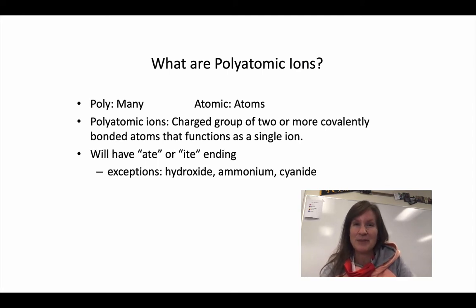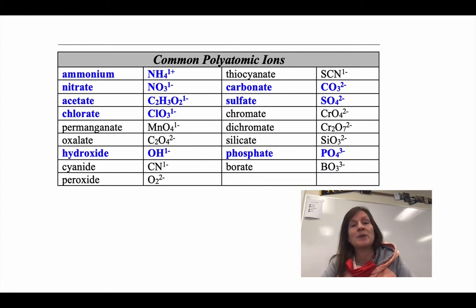Oftentimes in a name, you'll be able to tell that it's a polyatomic ion because polyatomic ions usually end in ate or ite, versus on the periodic table, where we end everything in ide. The exceptions to this are hydroxide, ammonium, and cyanide. But luckily for you, if you're confused, there's a reference on the back of the periodic table that I handed you. It's a list of common polyatomic ions that you're able to use for your test and everything subsequent from there.